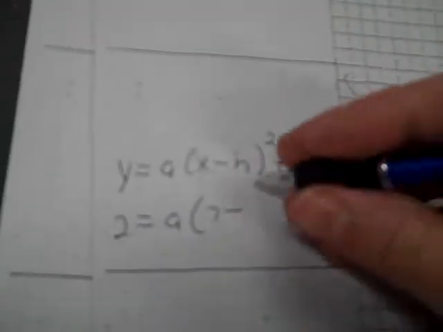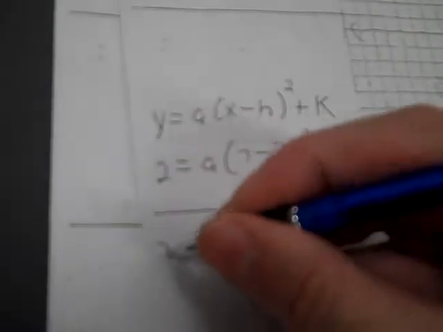Okay, so I see y, I replace that with 2. Remember, every variable but the a has to go. Then x, I will replace that with 7. Minus h is 3, so 7 minus 3 to the second, plus k is 5.